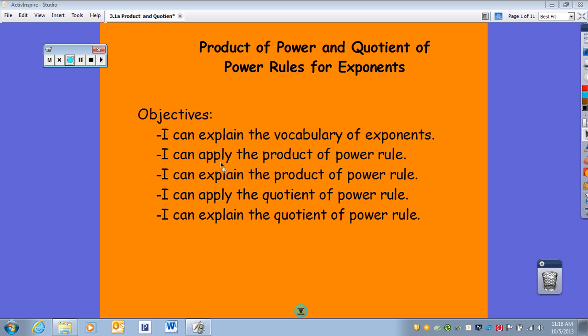In this lesson, we will be explaining the vocabulary of exponents, applying the product of power rule and explaining that product of power rule, and applying the quotient of power rule as well as explaining the quotient of power rule.